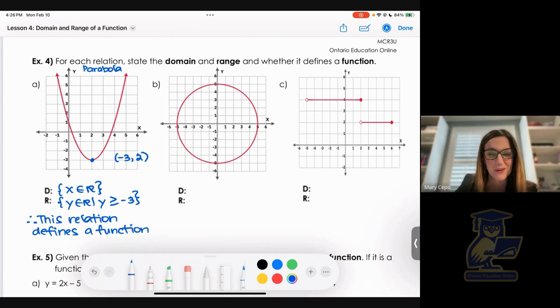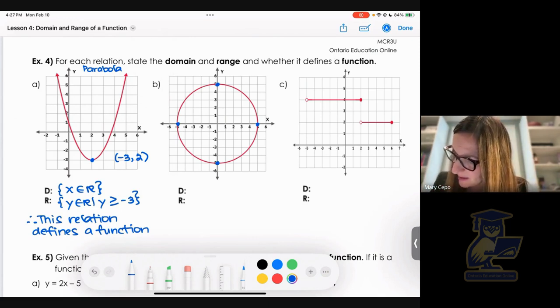Okay, looking at B, we are familiar with this one. It's a circle, and with a circle, it's enclosed. This is a circle with the center at 0, 0. Because it's enclosed, we have restrictions. X can be from -5 to 5 only. It can be any number in between, however it is between -5 and 5.